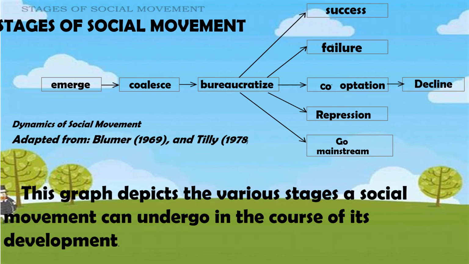Stages of social movement: emerge, coalesce, bureaucratize, success, failure, cooptation or decline, repression, go mainstream. This graph depicts the various stages a social movement can undergo in the course of its development.